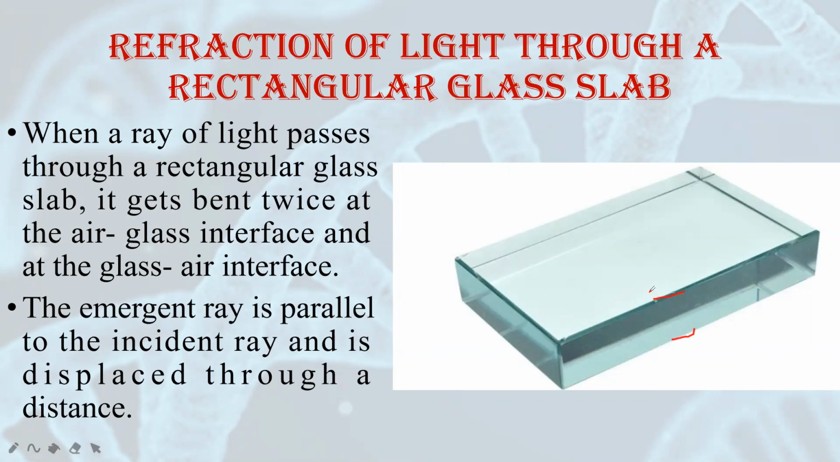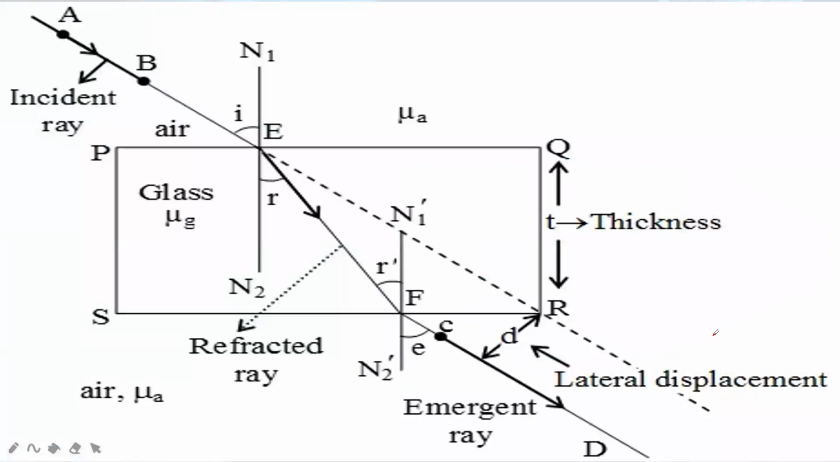First, the ray of light will be incident, then it will become refracted, and then when it comes out from here, it will become the emergent ray. The ray which is emergent will be parallel to the incident ray. Suppose the incident ray is coming from here, it is getting refracted and the emergent ray is coming from here. The emergent ray and the incident ray will be parallel to each other. The only difference will be that the emergent ray will be displaced through a distance. So let us study this with the help of a diagram.